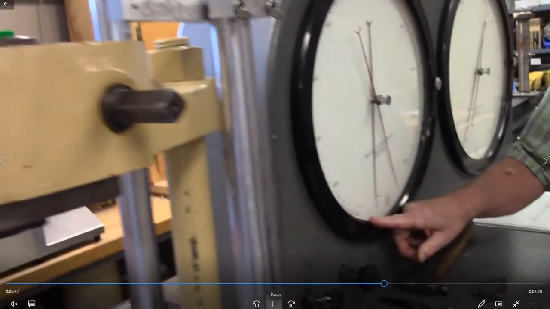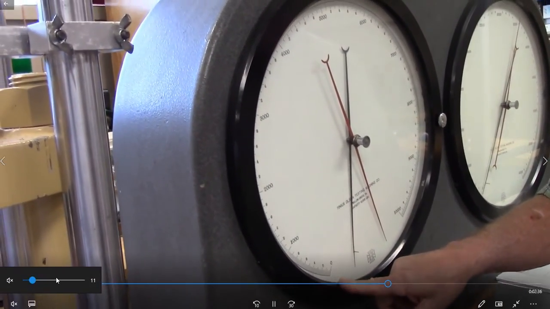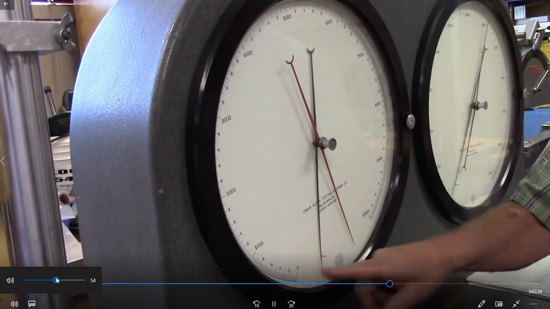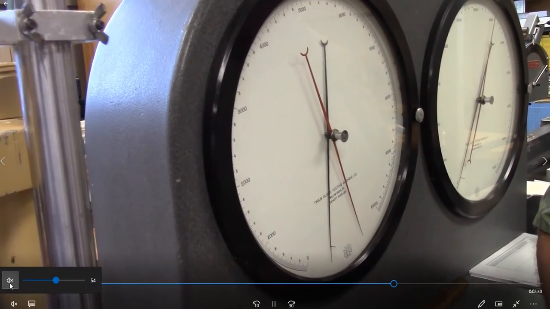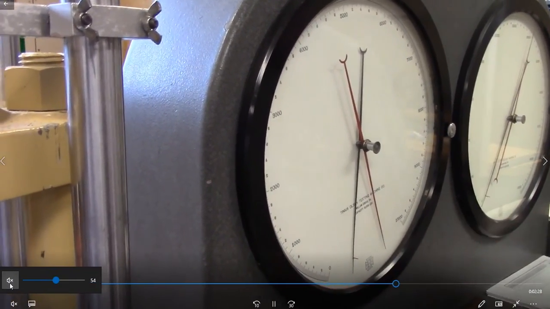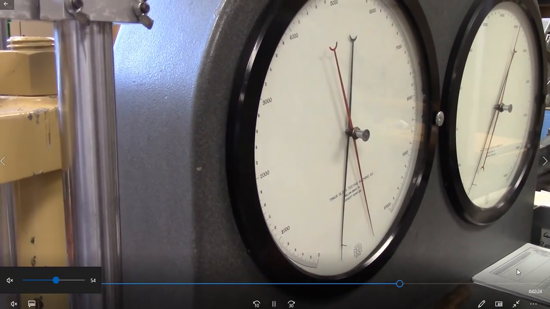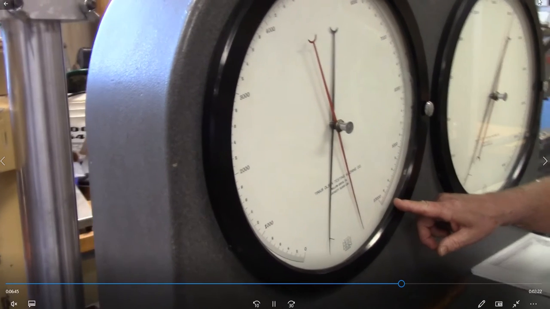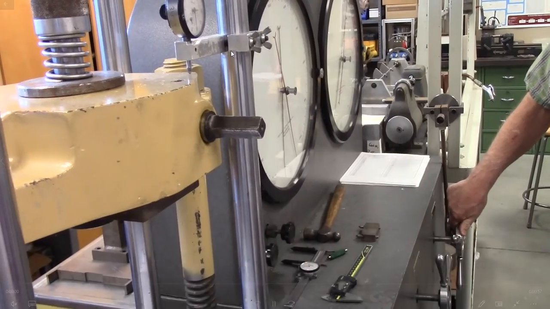Somebody is reading it. It is graduated in pounds of force, not pounds per square inch. Okay, if I see the dialog, then I have to explain it. But again, this is giving you the load. The dial gauge is giving you the, what is that? The deformation. Okay, next one.